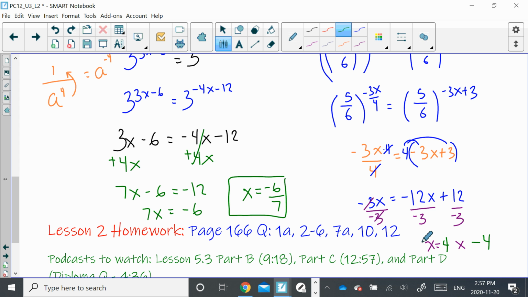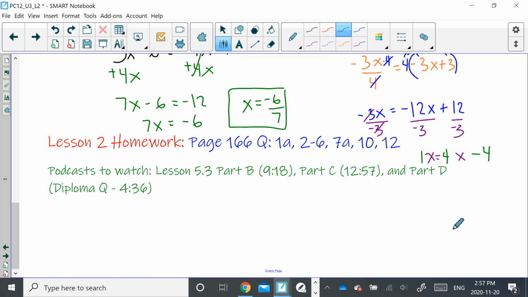Then we've got an x on both sides of the equation. So we want our x's together on one side. So let's subtract 4x here, subtract 4x here, and I get negative 3x is equal to negative 4. Divide both sides by negative 3, and I would get x is equal to 4/3. And that would be my final answer for that question.